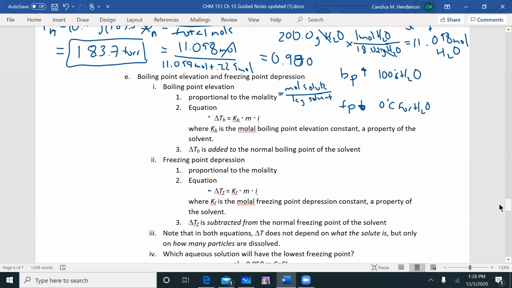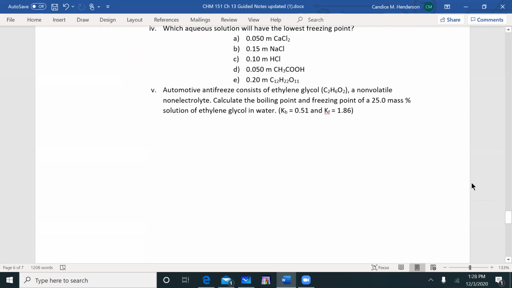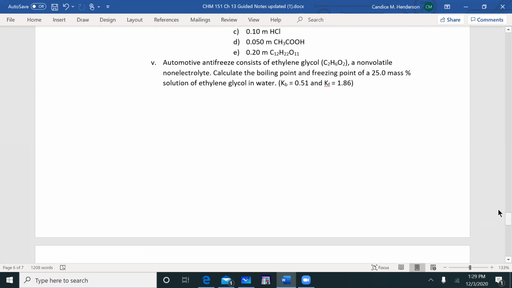So if we look at a problem, we can look at automotive antifreeze. It consists of ethylene glycol, so it's C2H6O2. It's non-volatile. It's also a non-electrolyte, which means that you just get one particle for every molecule. We're not breaking apart. This says calculate the boiling point and freezing point if we have a 25% mass percent solution of ethylene glycol in water, and it gives us our KB value and our KF value.